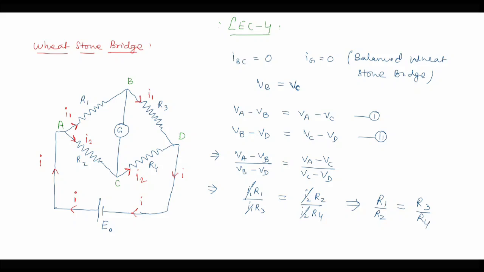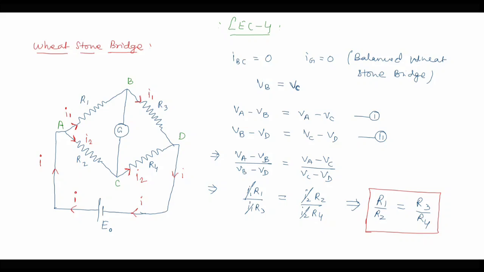Whenever this condition is established, no current will pass through the galvanometer. Even if I place a resistor in between, in the place of galvanometer G, no current will pass through that resistor as well. And this is what is regarded as the condition for a balanced Wheatstone bridge, that the ratio of the resistances, R1 by R2, must be equal to R3 upon R4.